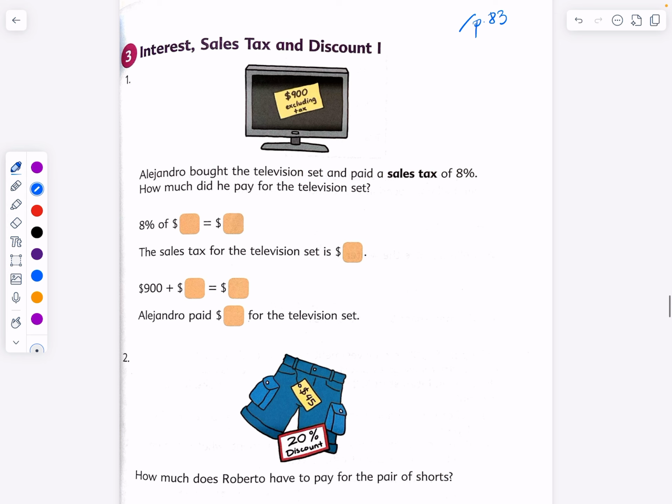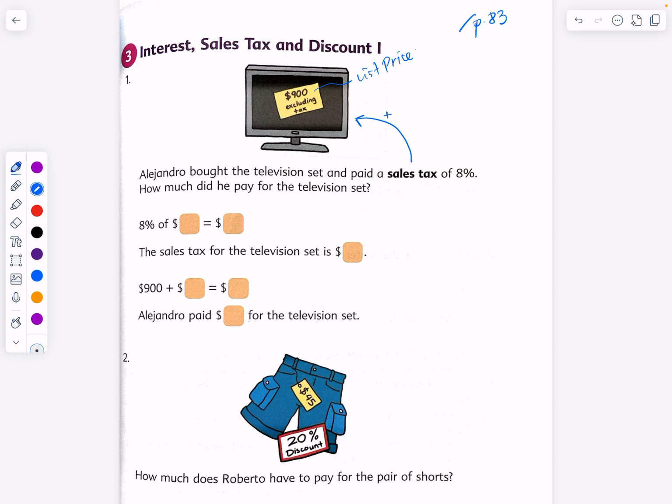So Alejandro bought the television set and paid sales tax of 8%. I hope you know that sales tax is something that is added on top of the listing price. So this is something that's called list price, and sales tax gets added when you come to the register or when you provide your credit card by shopping online. So in this particular location, maybe it's Manhattan, sales tax is 8%. How much did he pay for the television set?